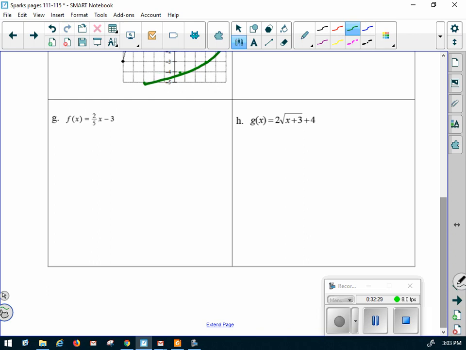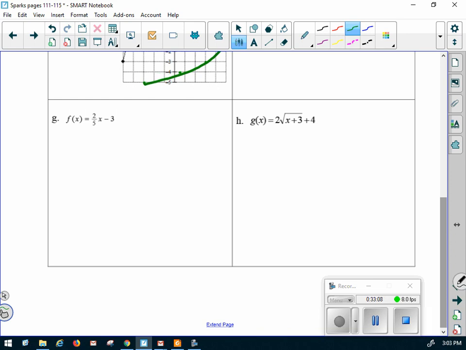What about letter G? What does that picture look like? It is a line. Now, we have to be careful though. Will a horizontal line pass the horizontal line test? No. Is that line horizontal? No. How do you know that? Well, it has a non-zero slope, right? So it's a slanted line. Will a slanted line pass the horizontal line test? Yes. So does its inverse exist? You bet.